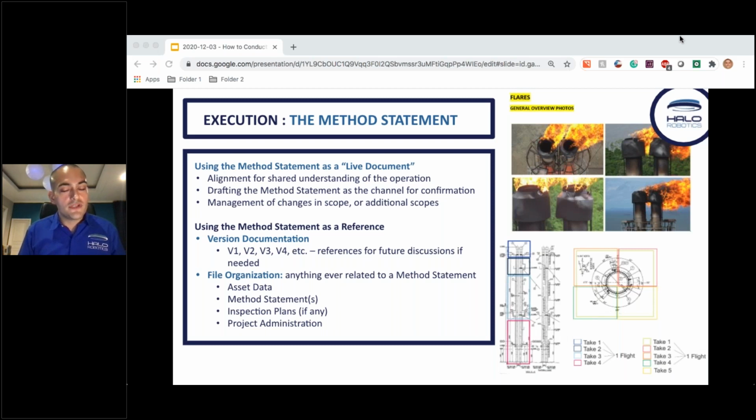And in terms of using the method statement as a reference, it's important to organize every piece of data or photo or piece of information that has ever gone into the creation of a method statement and keep it organized in file folders, because you never know when you're going to need it.